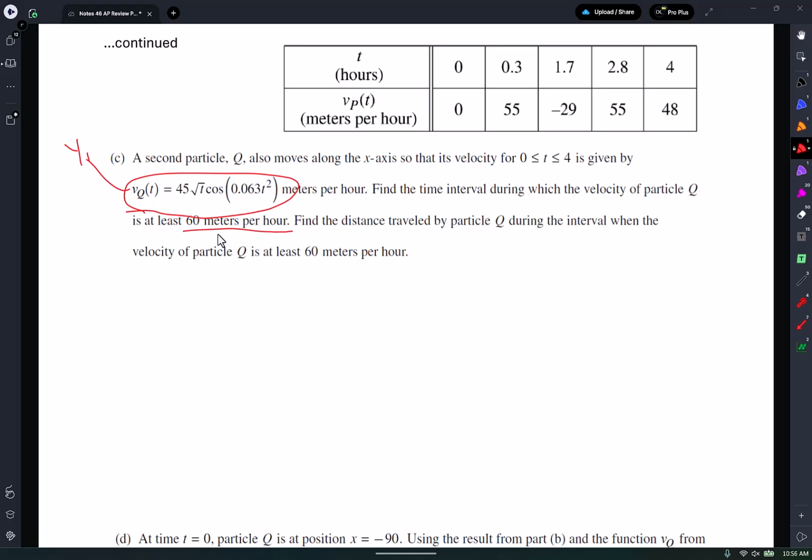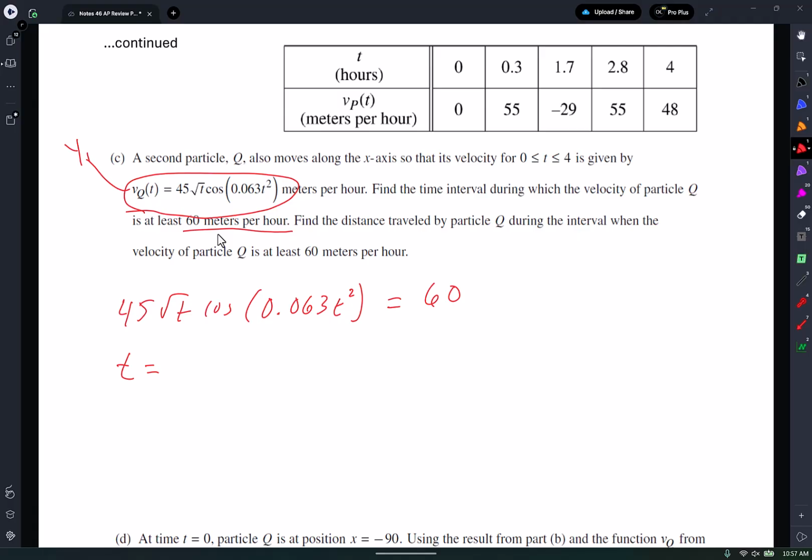Do you have to show the arithmetic for solving for t? No, not on the calculator section. On the calculator section, you're just doing this. You're going to go 45 square root of t cosine 0.063 t squared equals 60. You can probably get away with saying v of q t equals 60. I just think this is better. Are we still okay? And then you're going to tell me right here, what are those times?